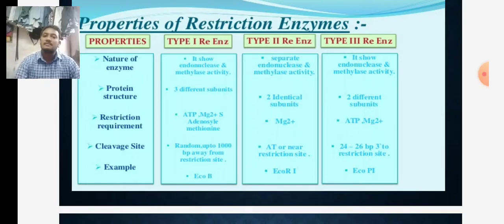It is random, up to 100 base pairs away from the restriction site. Type second has a specific feature for the cleavage site: it is at or near the restriction site. Type third is 24 to 26 base pairs from the restriction site. So the main feature is that in type first it is 100 to 1000 base pairs away, and in type third it is 24 to 26 base pairs away.